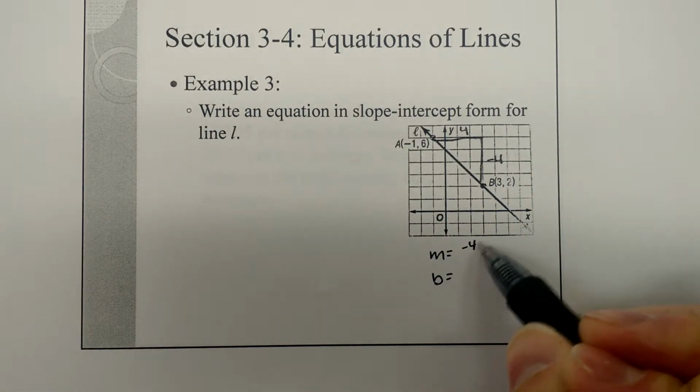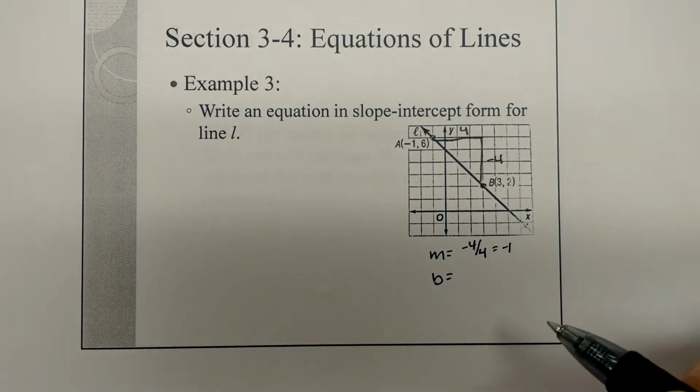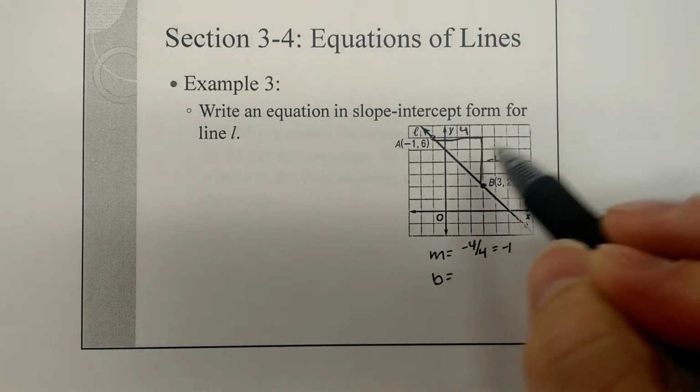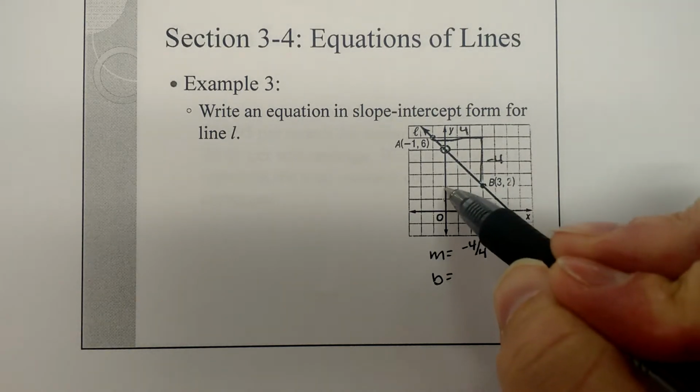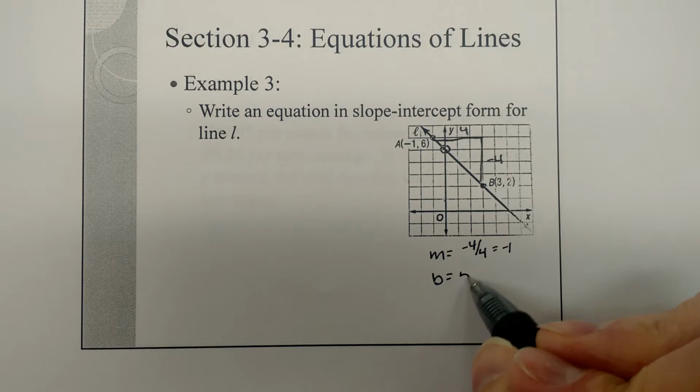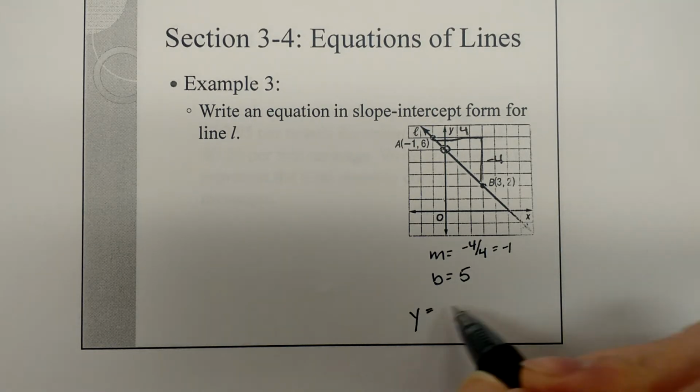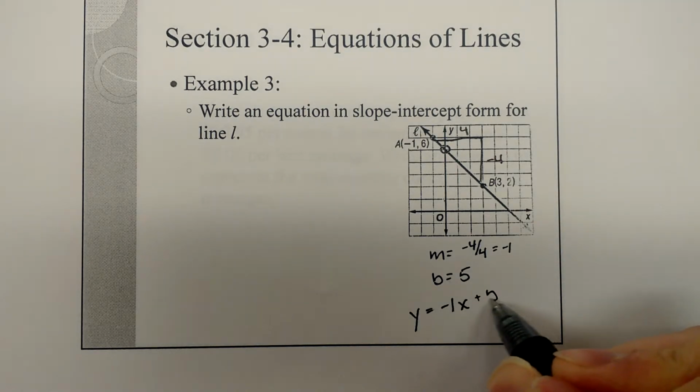So our slope is rise over run. So the slope is -1. And the intercept isn't actually marked, but you can find it right there. It's where the line crosses the y-axis, which is at 1, 2, 3, 4, 5. 5. So y equals mx plus b.